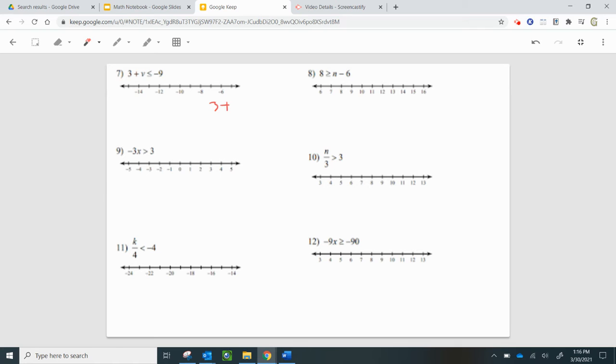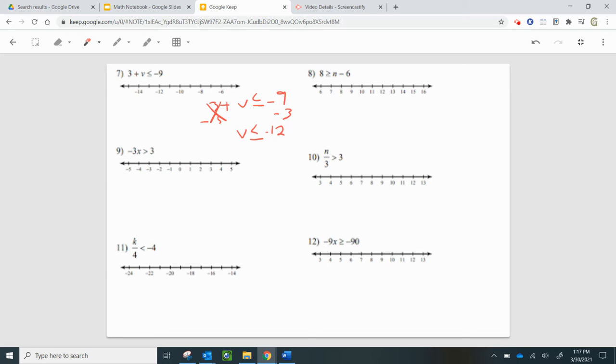We got 3 plus v is less than or equal to negative 9. So the variable here is v. I want to get it by itself, right? What's in the way is the 3 that's with it. So I'm going to subtract 3 and subtract 3. These go away just like equation solving. And I get that v, I'm not dividing or multiplying, so I'm in the clear there. Less than or equal to negative 12.